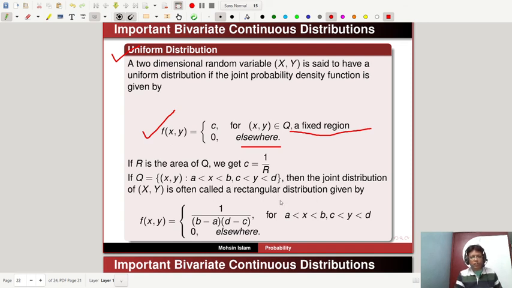Then the joint distribution of (X,Y) is often called the rectangular distribution or uniform distribution, and it can be written like this also: 1 by (b minus a)(d minus c) and 0 elsewhere. So you can define it this way or that way. This is an example of an important bivariate continuous distribution, the uniform distribution.